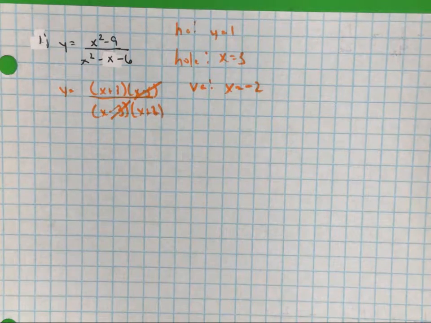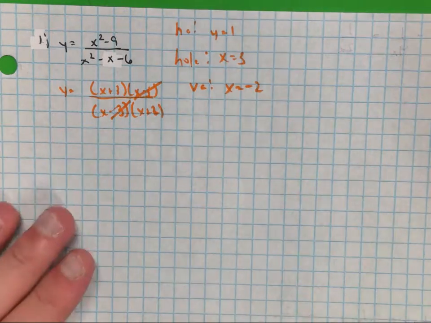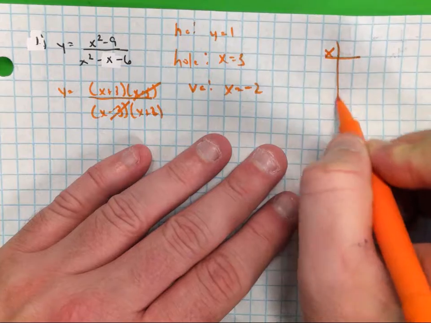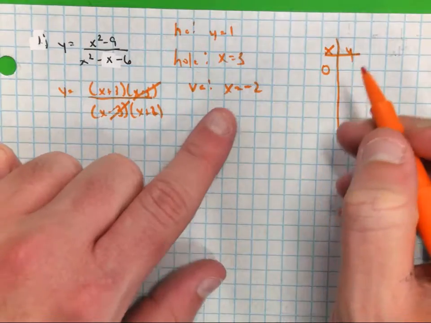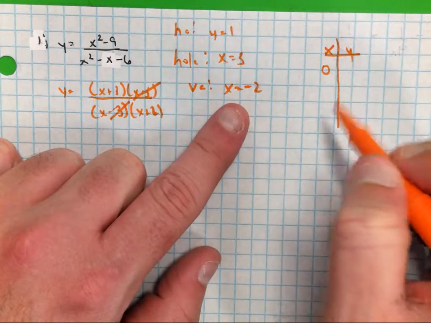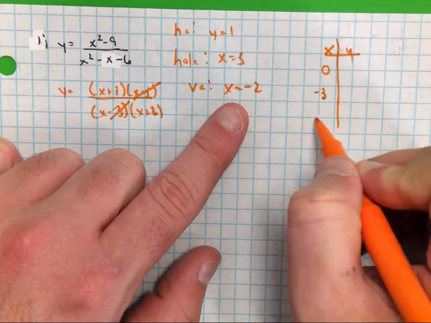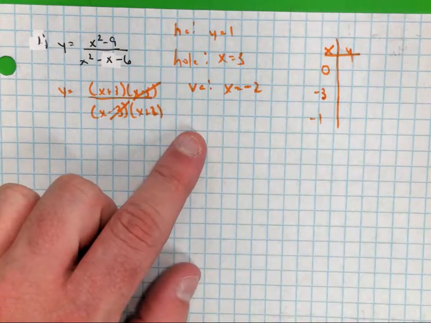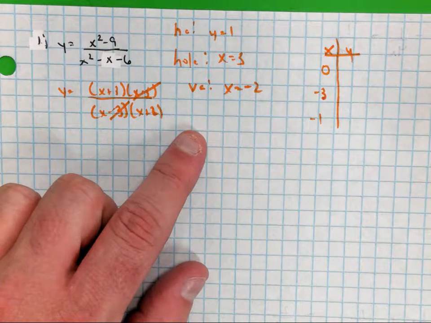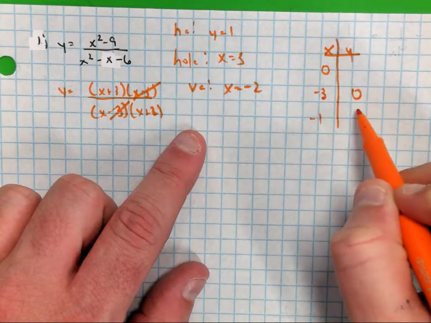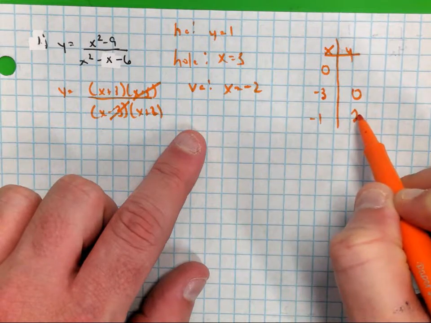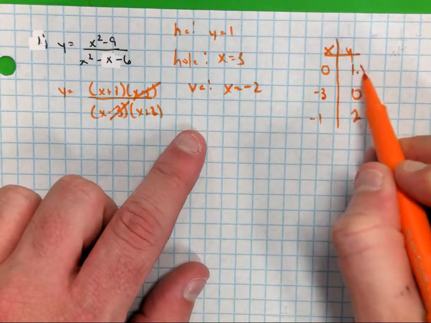Does it cross it? No. Okay. Alright, now we're going to make a table. What number always goes in there? And then pick a number to the left and right of what number? So I'm going to have negative 3 and what? Okay. So negative 3 is 0. Negative 1 is 2. And then 0 is 1.5.